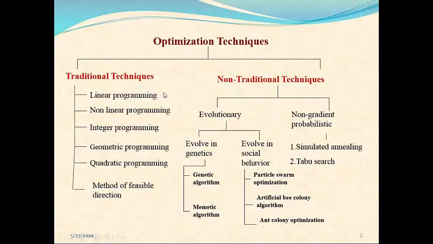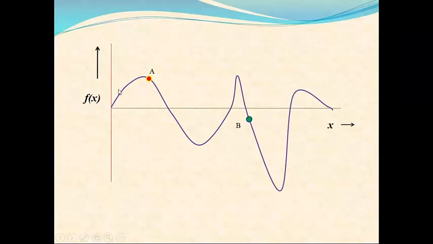Now the question is, if so many traditional methods are already available to solve this type of problem, why should we go for the non-traditional methods? To explain the reason, let us consider a single variable problem. Let us consider a single variable x, and this is the objective function value. So f of x varies with x in this particular manner.